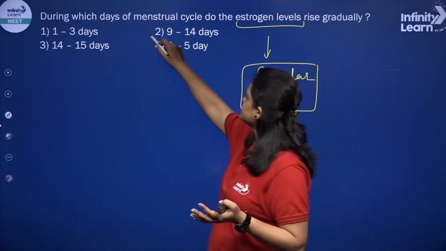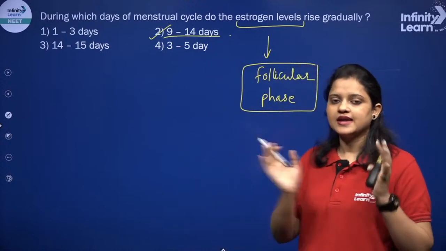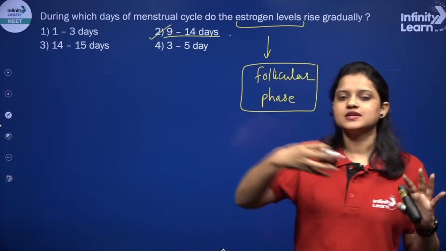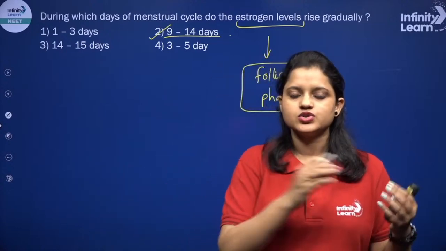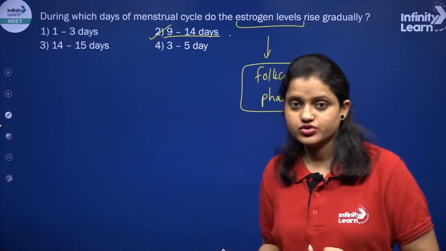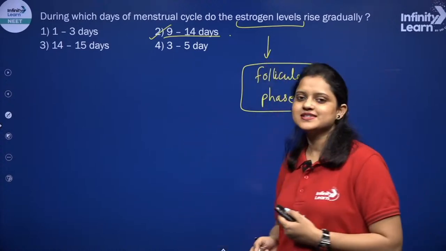So the correct option will be 9 to 14 days, because at the time of 9 to 14 days the follicles are slowly maturing. Follicular cells are proliferating, so ultimately they will release estrogen and the estrogen level will gradually increase. So the correct option for this question is the second one.